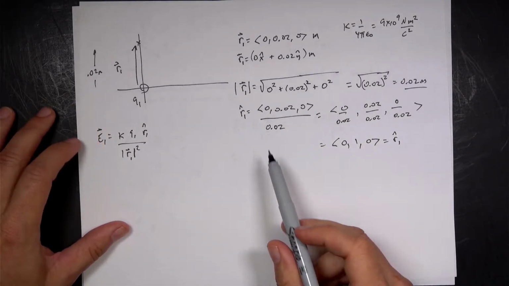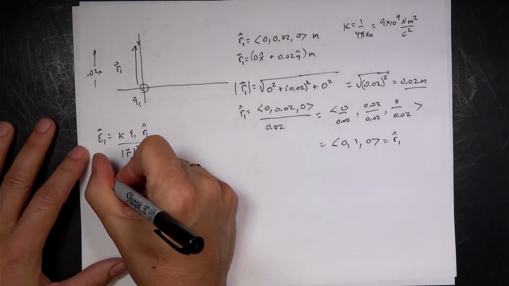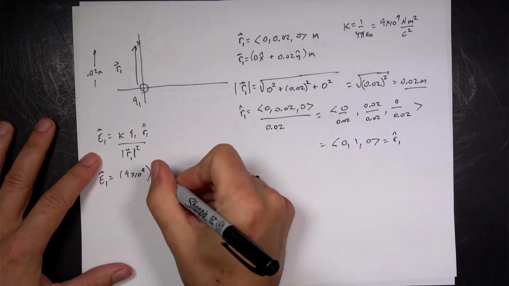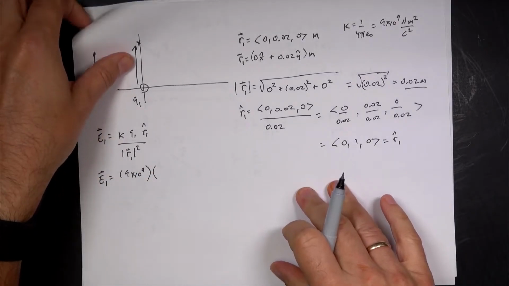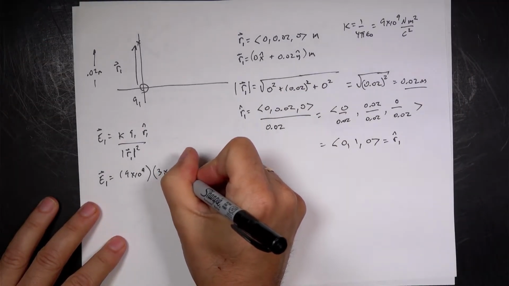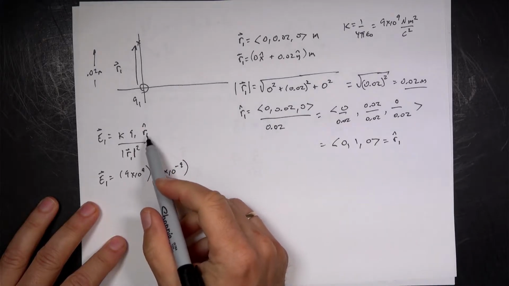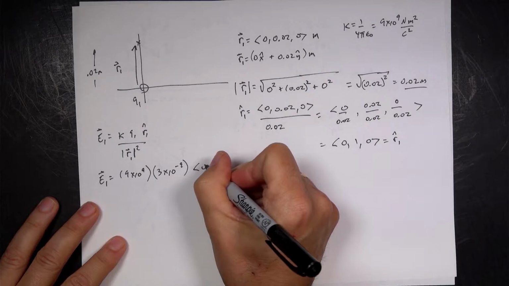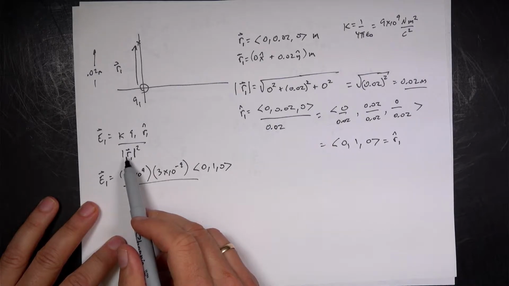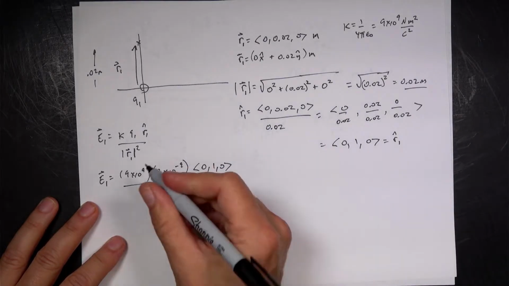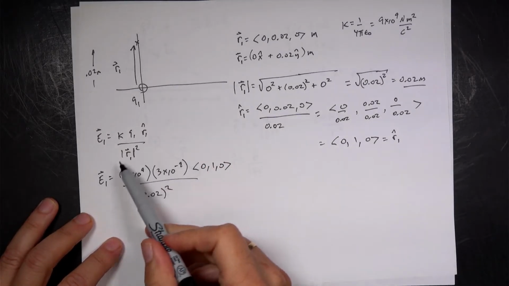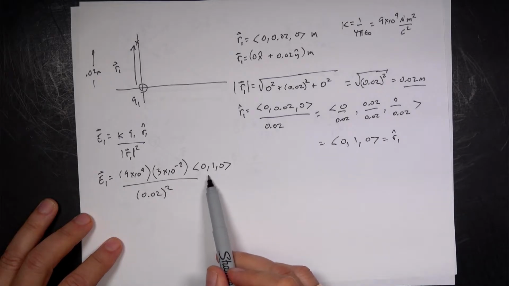So we have everything to put in here. Let's do that. E1 equals K, 9 times 10 to the 9th. I'm going to leave off the units. Q1 was, what was Q1? 3 nanocoulombs. So that's 3 times 10 to the negative 9. Now I have r1 hat, which is right here, 0, 1, 0. And I need to divide by r1 magnitude squared. Well, r1 magnitude is 0.02, so I'm going to say 0.02 squared. So these are all the scalar values. Let's do these first, and then we'll just leave that as a unit vector.